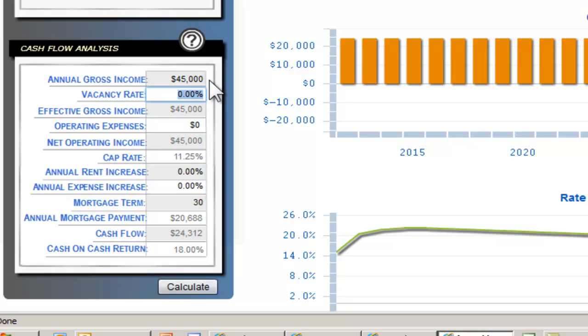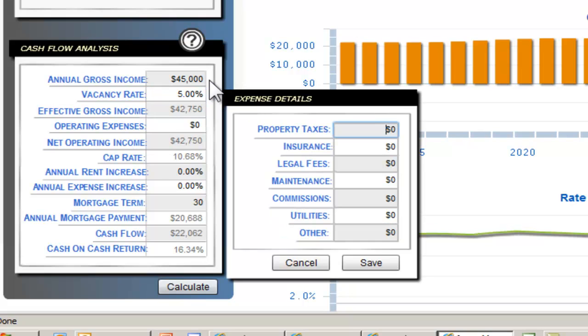And again, we recommend that you have a professional real estate agent helping you keep tabs on your leases and helping you make sure that your tenants are required to give you notice at least 60 days in advance of vacating, which allows you to get on the stick to get another tenant in there and keep those vacancy rates down. So I'm going to put a 5% vacancy rate in here. That calculates my effective gross income, which is my annual gross minus my vacancy rate.